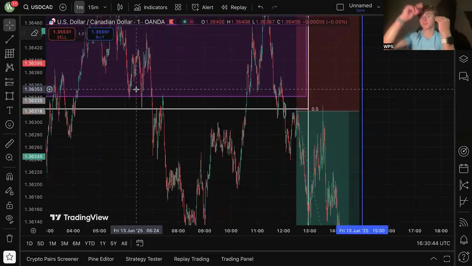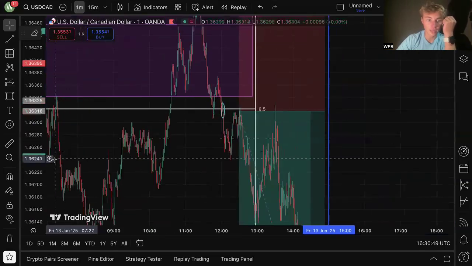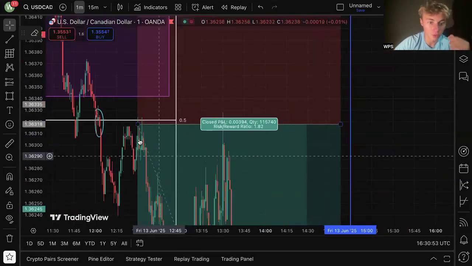Interesting how it can push past multiple order blocks. And then once it retraces back into the first one, we get a break of structure right here before equilibrium that I would go off of.